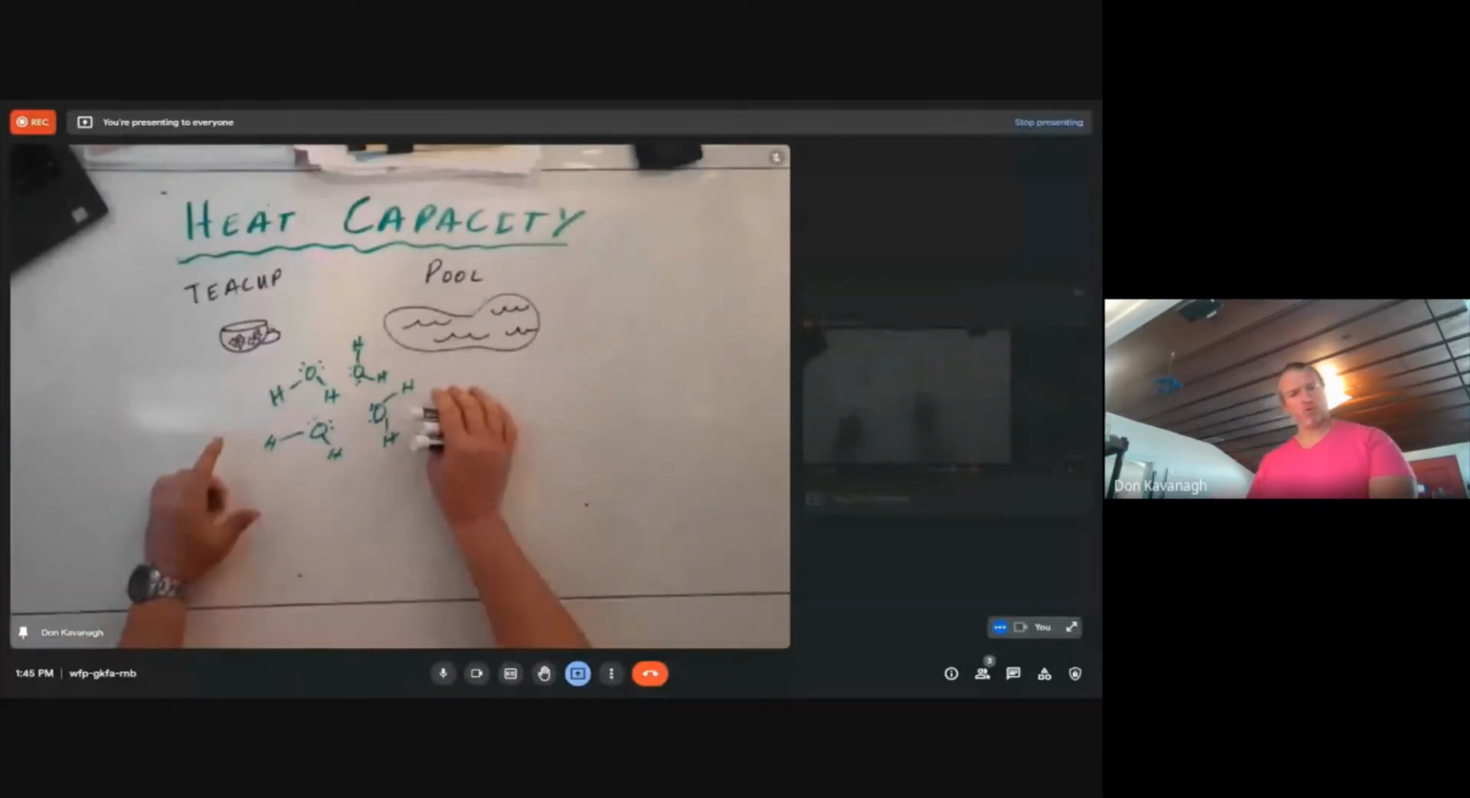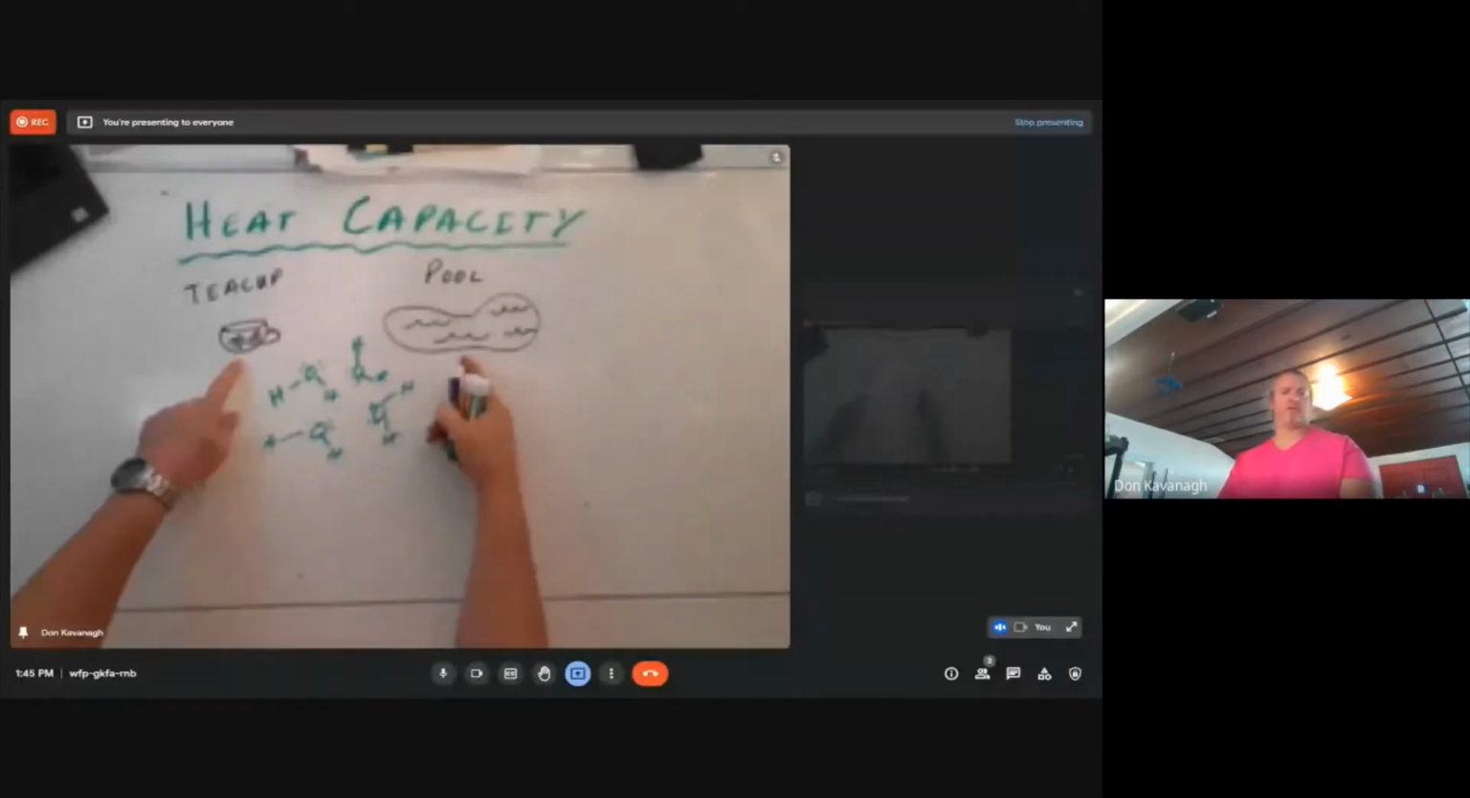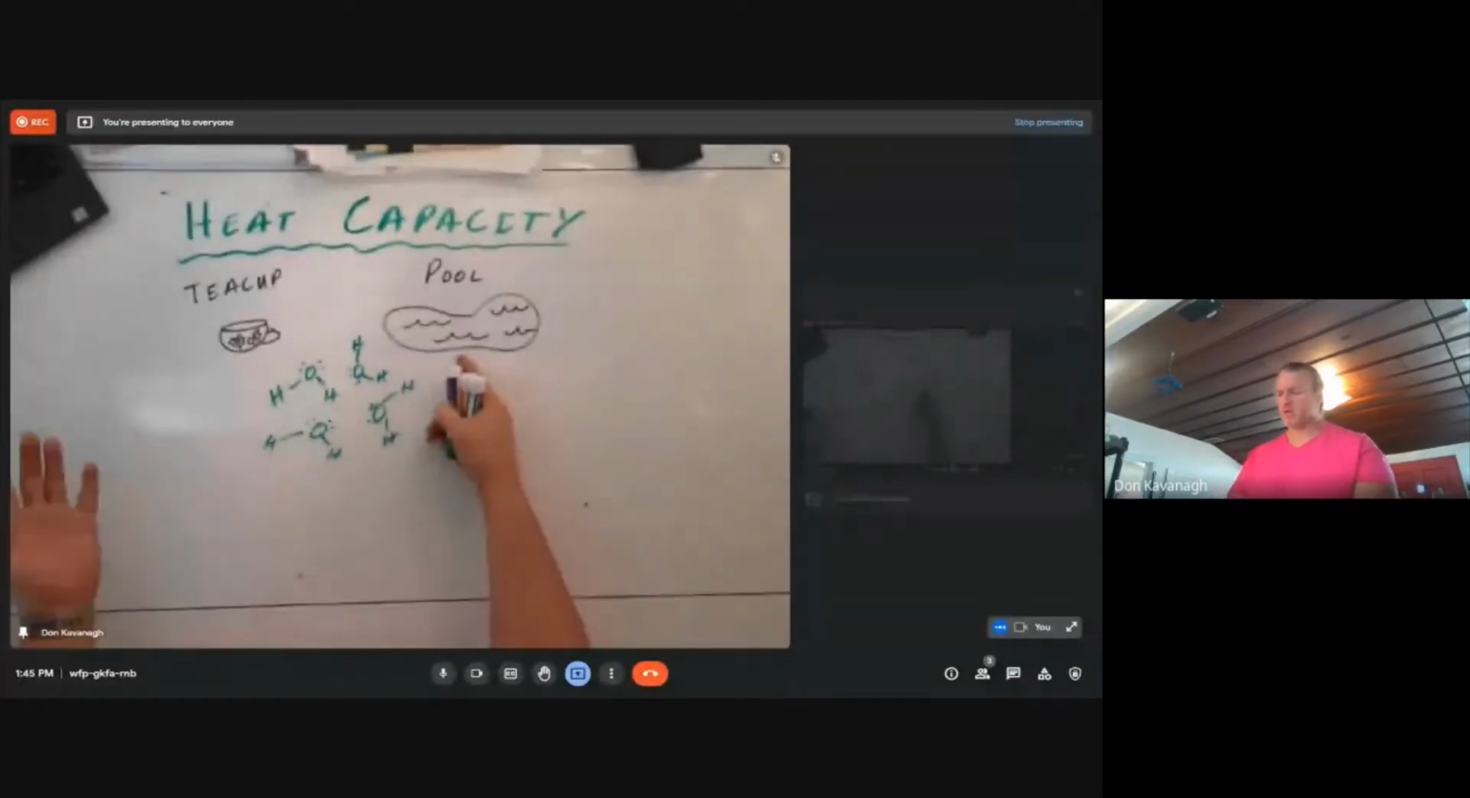It should take the pool more energy because there's more matter there. There's probably, I don't know, 10,000 gallons of water, and here there's 50 milliliters of water, or 200 milliliters. So it should take more energy to raise the temperature of this pool 1 degree. How much energy that is going to take is heat capacity.